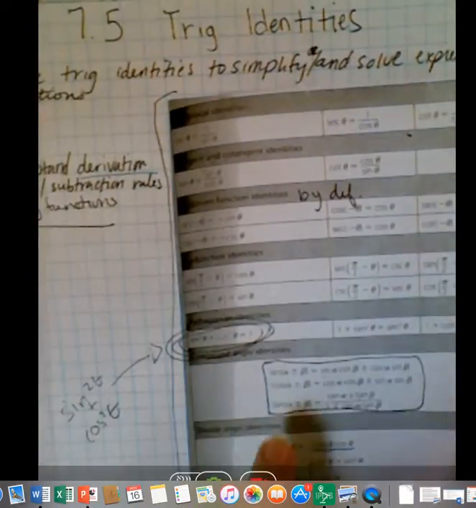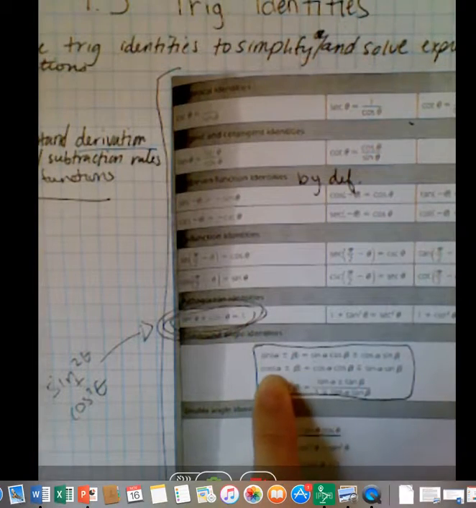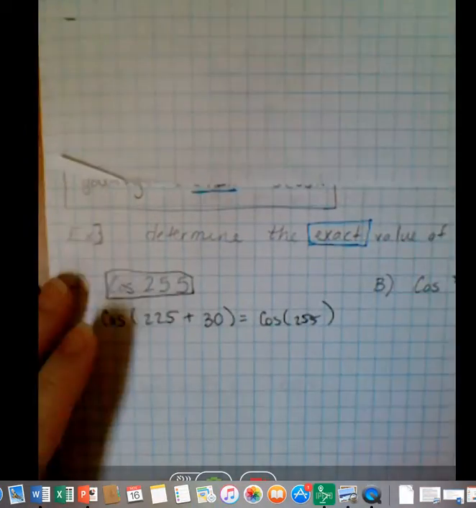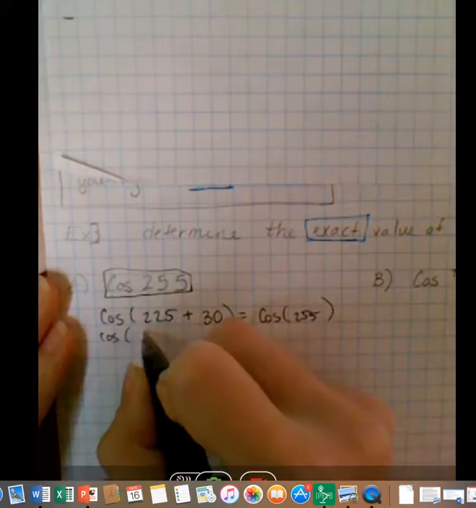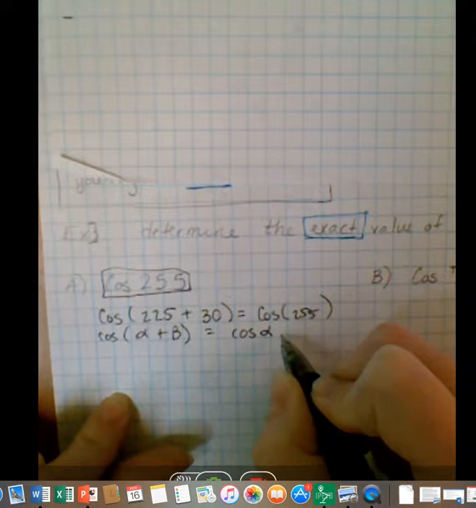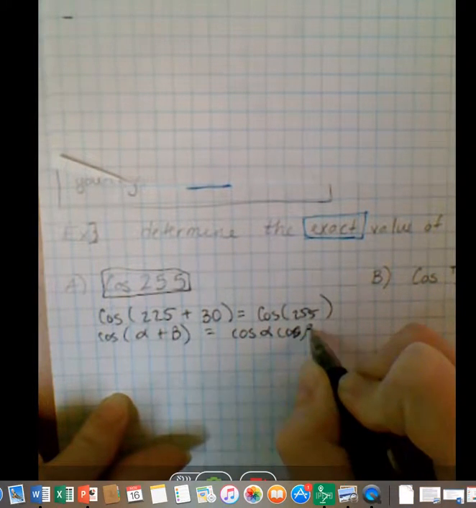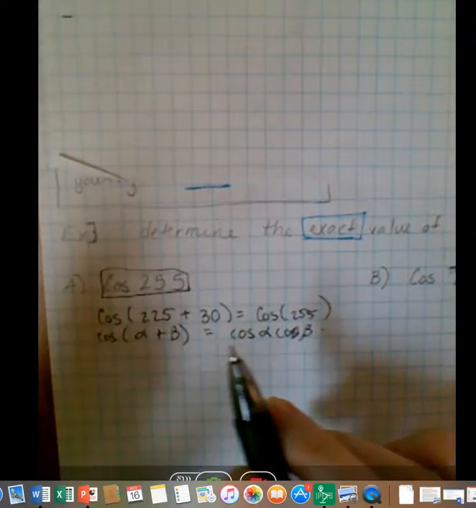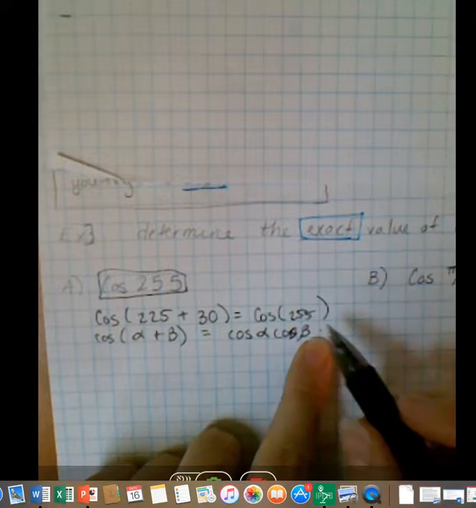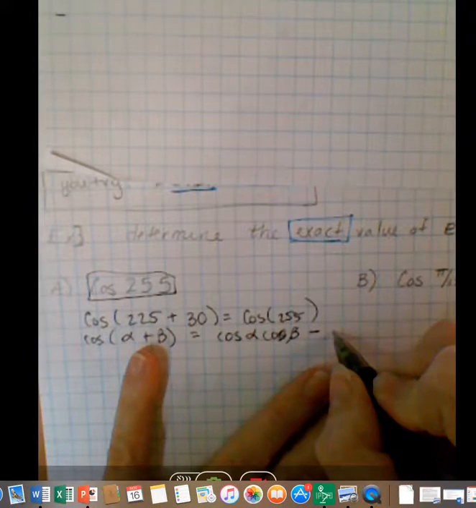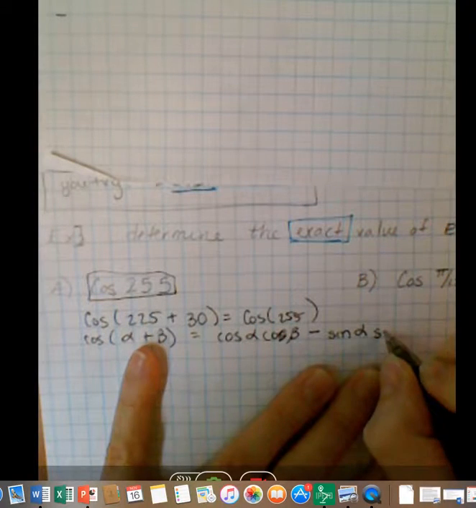Now I'm going to use my compound identities because I need to love them, know them, worship them, whatever you want to say. Go to my sheet. Yours will be much clearer on yours, I hope. So the cosine of alpha plus beta equals the cosine of alpha times the cosine of beta. And if you notice when you look at your formula, it's plus over minus here, and then when you look at the formula, it's minus over plus. That means that the plus goes with the minus on this side. Sine alpha, sine beta.